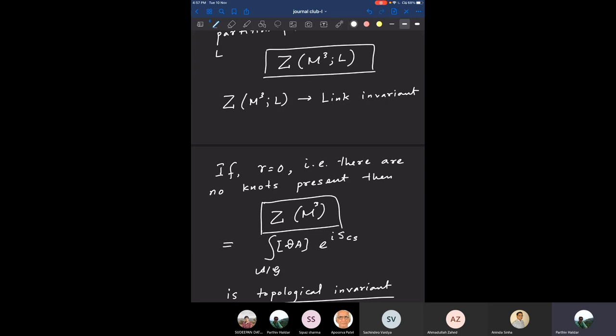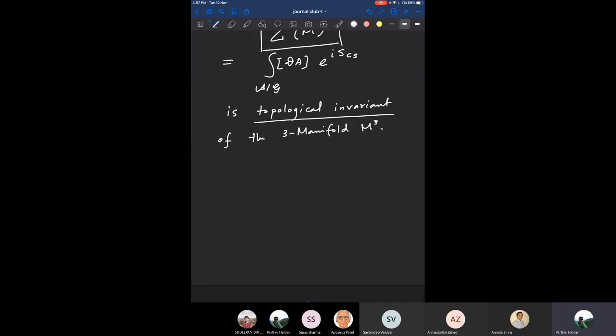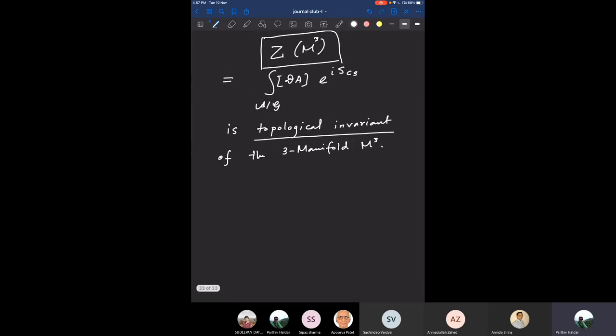We need to show that. So I will just sketch out. I will not go into all the details, but I will just sketch out the basics. So the first step is, of course, you have to quantize the CS theory.